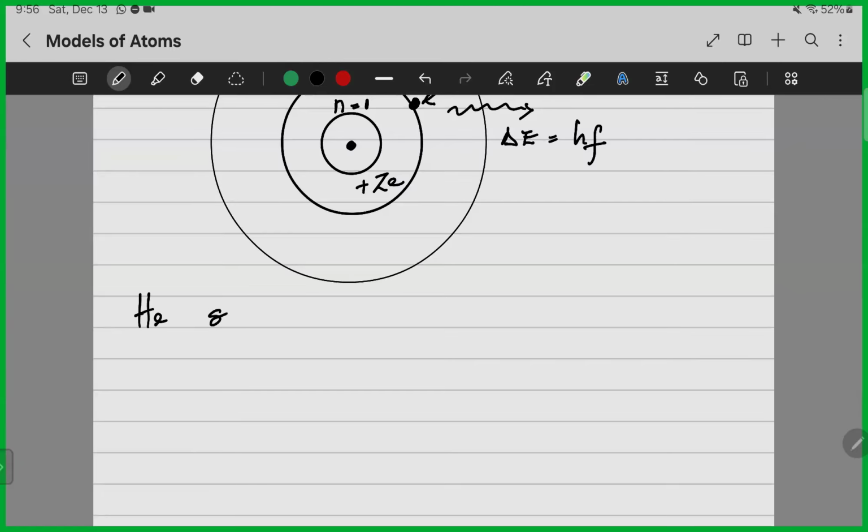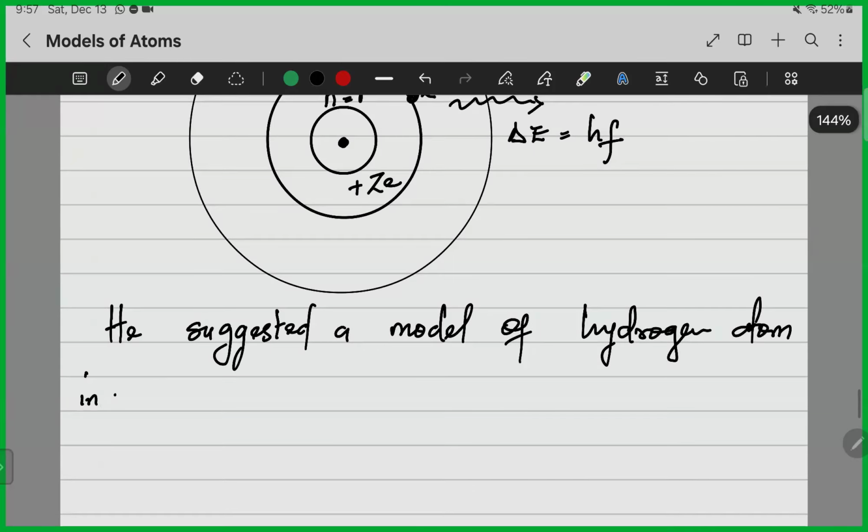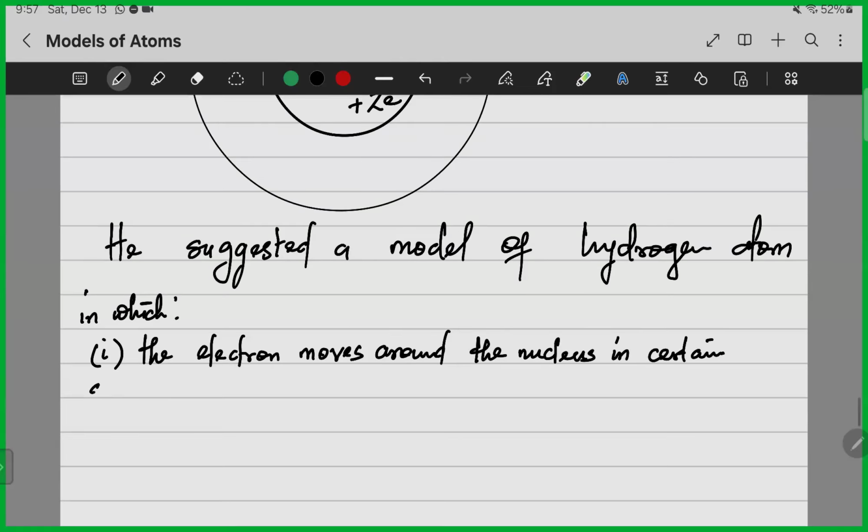So this is the diagram we have. He suggested a model of the hydrogen atom, the Bohr model, in which the electron moves around the nucleus in a certain specific circular orbit called the energy level.